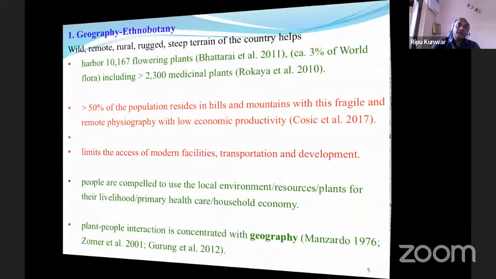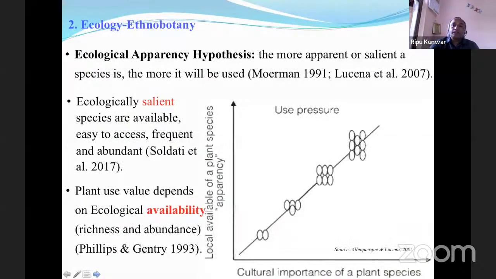The second component in ethnobotany is ecology. In 1996, Dr. Begossi introduced ecological terms into ethnobotany. Here you can see in this graph that the cultural importance of a plant increases as the availability of the plant increases, according to Albuquerque and Lucena. The ecological appearance hypothesis was rooted in ecology: the more apparent or salient a species is, the more likely it is to be foraged or harvested.